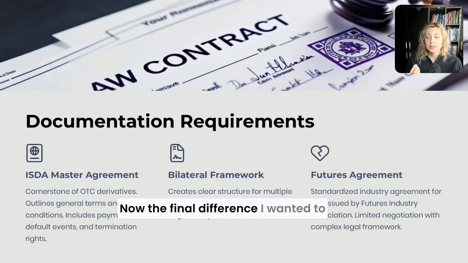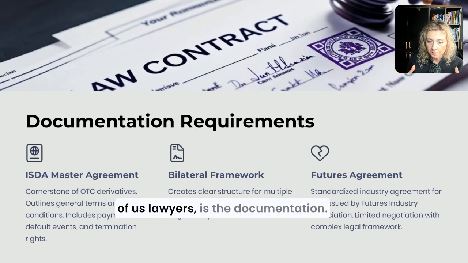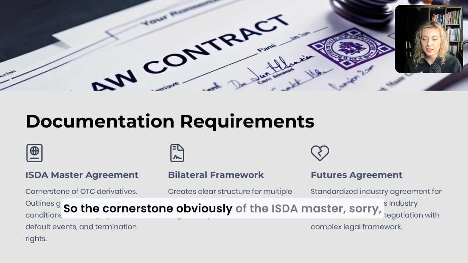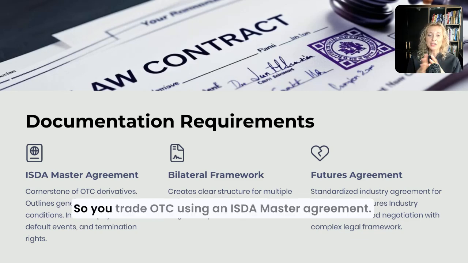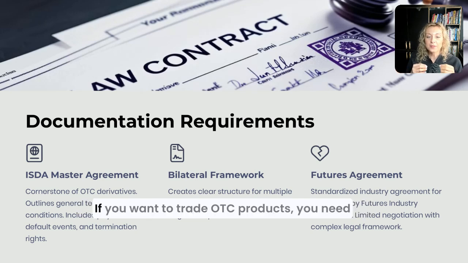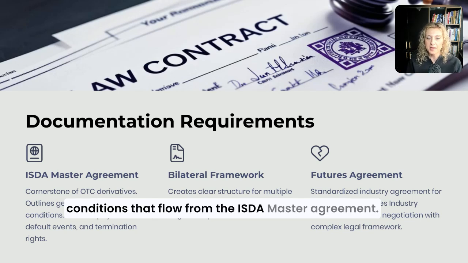Now, the final difference I wanted to mention, which is really important to all of us lawyers, is the documentation. The cornerstone of the OTC documents is the master agreement, my sweet spot. So you trade OTC using an ISDA master agreement. If you want to trade OTC products, you need to negotiate an ISDA and all the terms and conditions that flow from the ISDA master agreement.